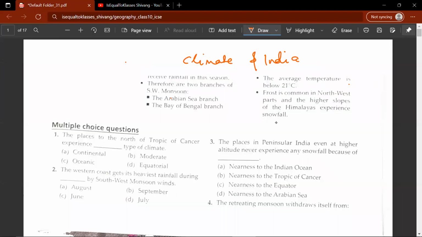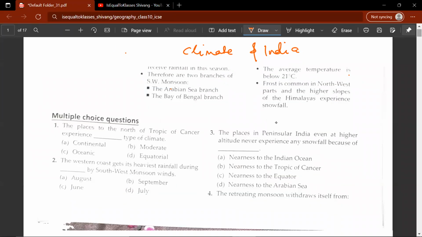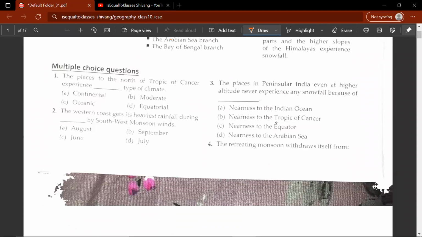So let's start. The first question is, the places to the north of Tropic of Cancer experience dash type of climate. So the correct answer would be A, continental type of climate. The second question, the western coast gets its heaviest rainfall during dash by southwest monsoon winds. So the correct answer would be C, June.